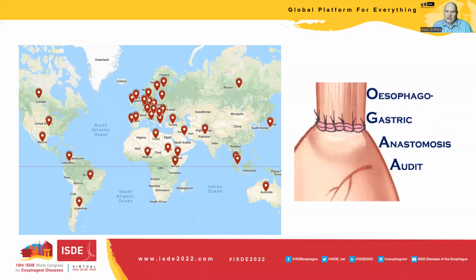So the OGAA study, OesophagoGastric Anastomosis Audit, we were very happy with our recruitment. When we set out, we were a bit worried we wouldn't get centers involved, but in fact, we advertised widely. We were very inclusive. We didn't turn any centers down. We didn't have any minimum volume. And as you can see from the map, we got places around the world we didn't realize were even doing esophageal surgery for cancer. So we've built a fantastic network, which we continue to use today.